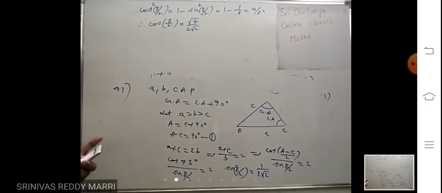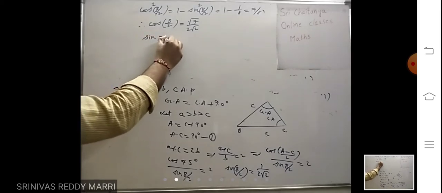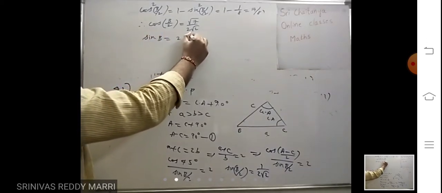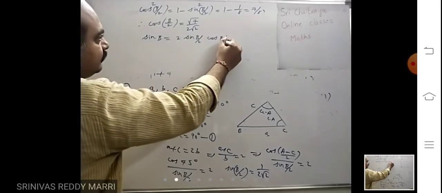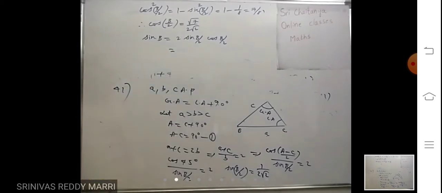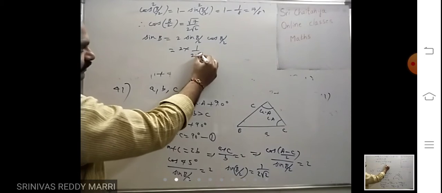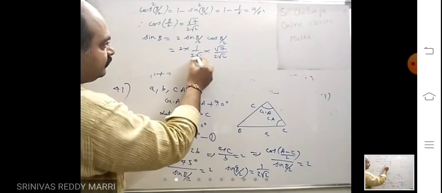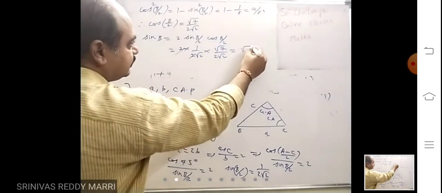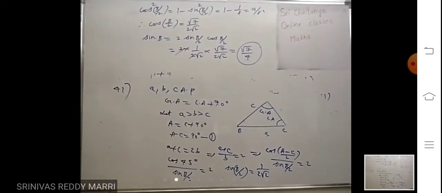So what he is asking is the sin B value. This is nothing but 2 sin B by 2 cos B by 2, the half angle formula. 2 into sin B by 2, which is 1 by 2 root 2, into cos B by 2, which is root 7 by 2 root 2. This 2 and this 2 will get cancelled. Root 7 divided by 4 is the answer. If you have any doubt, raise your hand.